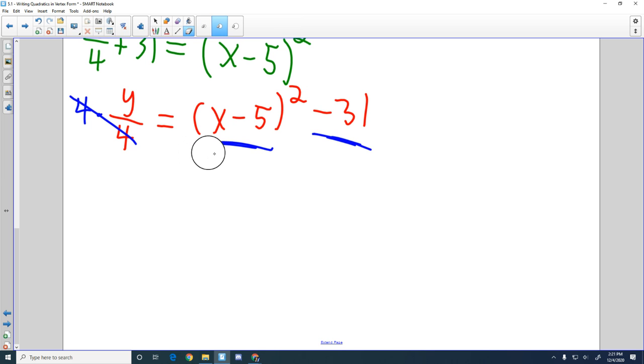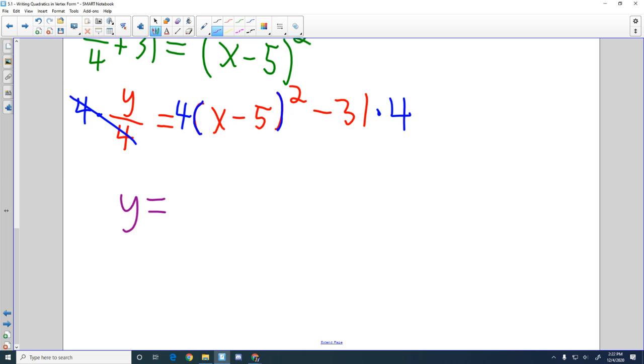But it's not that bad. When I multiply this first parenthesis by 4, because this is locked into these parentheses being squared, I don't actually distribute or move that 4 inside of it. All you do is put the 4 right in front. There's actually not even a calculation here. You just put that 4 in front of that parenthesis. But I do have to multiply the constant by 4 as well, which is 124. y equals 4 parentheses x minus 5 squared minus how much? Negative 124. Anyone else get that?